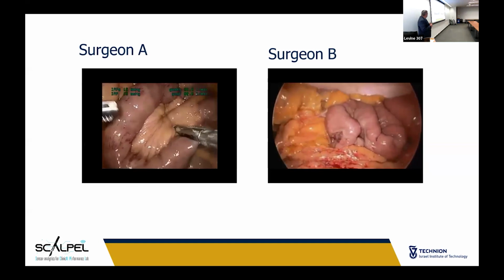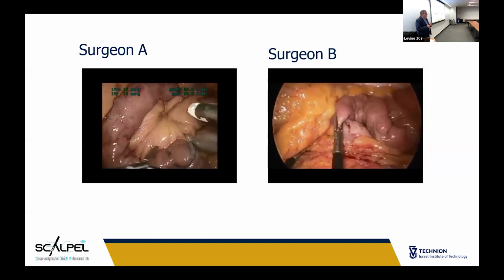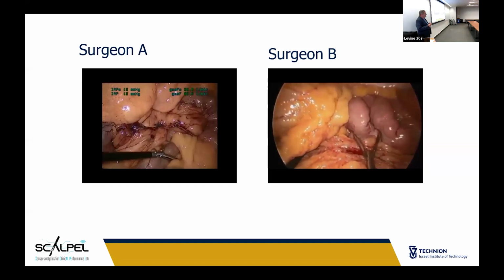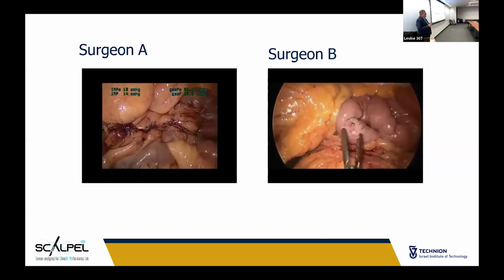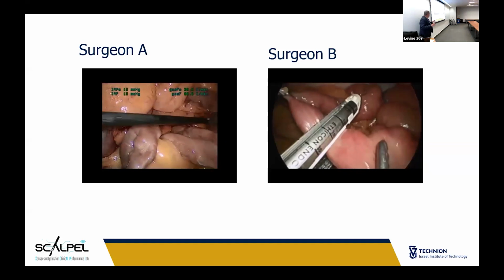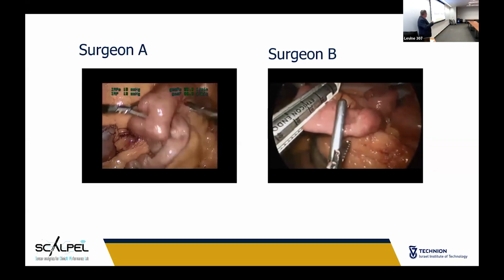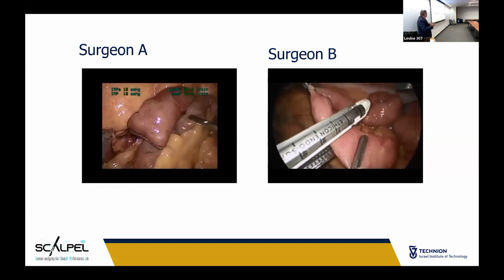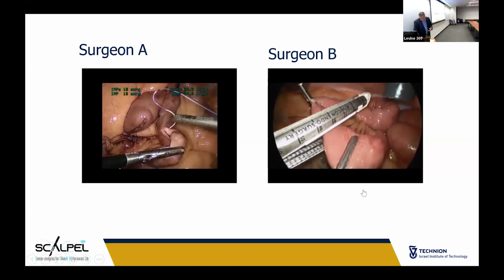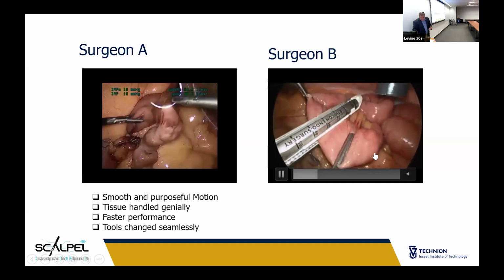What do you think? Who do you think is better, A or B? It's A. Yeah, so A is better. Obviously, this is probably their experience. He uses both hands. He's fluent with his motion. His motion is actually purposeful. At the beginning, you can see B was doing the same thing over and over again.